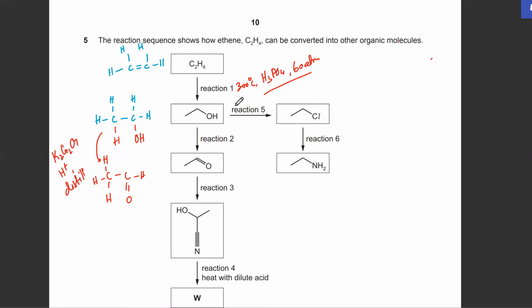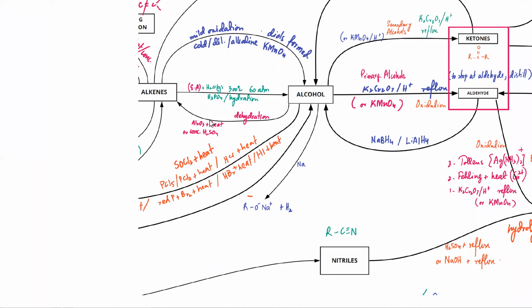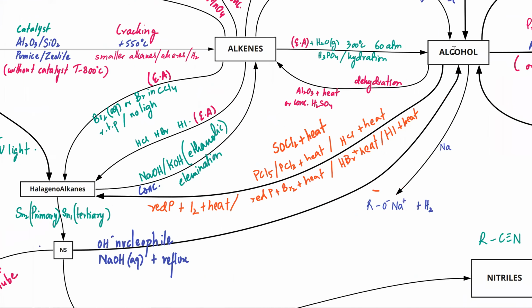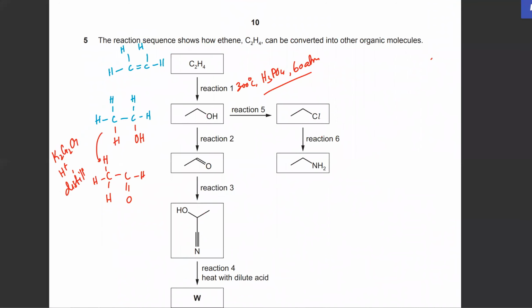For reaction number 5, what he's doing is the OH gets replaced by Cl. So how do you replace an OH with a Cl? Alcohol to halogenoalkane. If you have an alcohol with an OH and you want to convert it into a halogenoalkane, the OH turns into a Cl. These are the conditions: you can heat it with PCl5, PCl3 plus heat, HCl can be used, SOCl2 can be used. So there are different options. The OH will be converted into or replaced by a Cl.